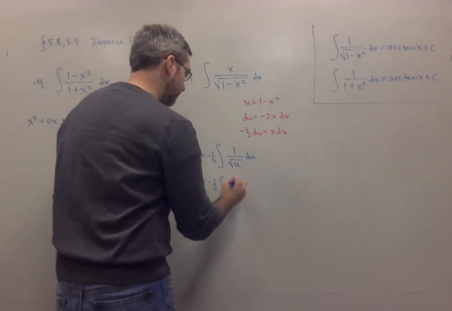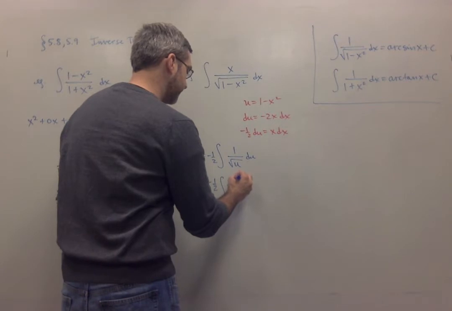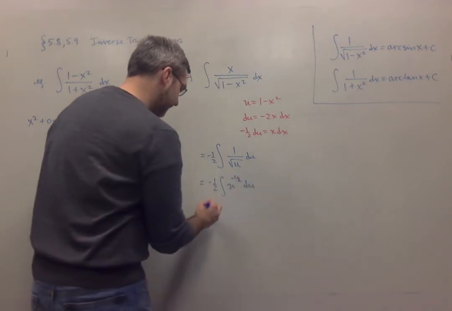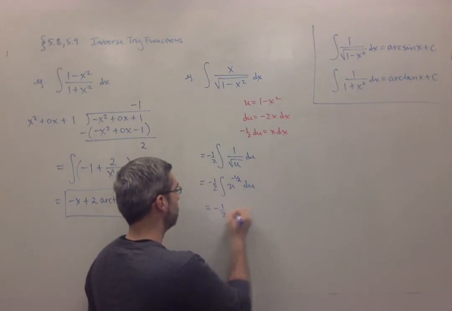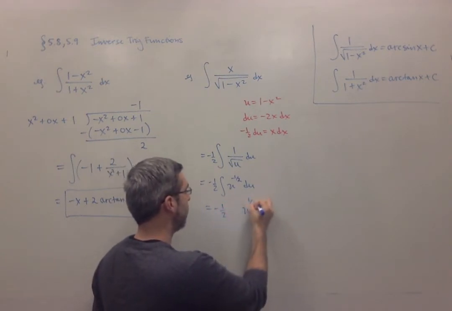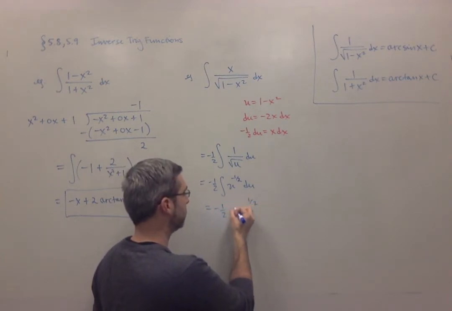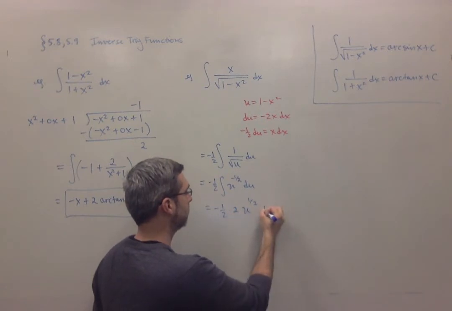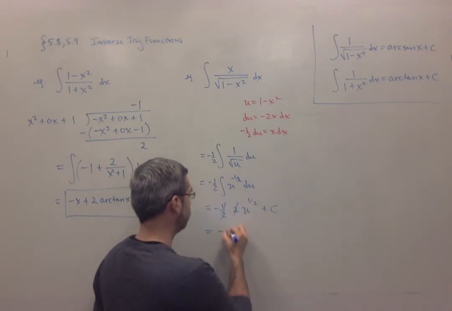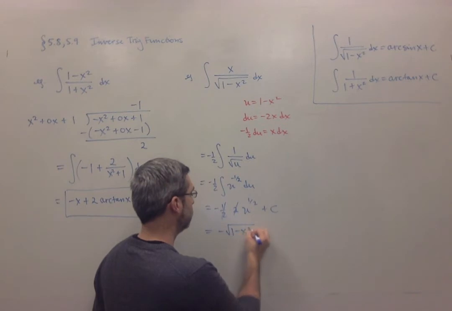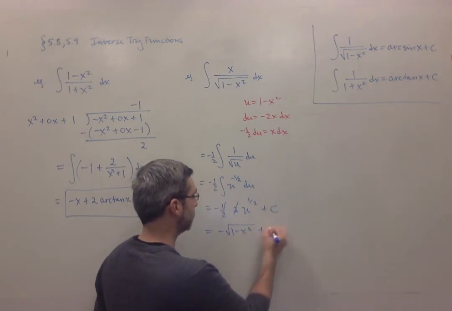This is u to the minus 1/2. So when I anti-differentiate that, I get u to the 1/2 divided by 1/2, or multiplied by 2. Okay, so that's a nice cancellation that happens there. So I've got negative, and u is 1 minus x squared, so I've got the square root of that.